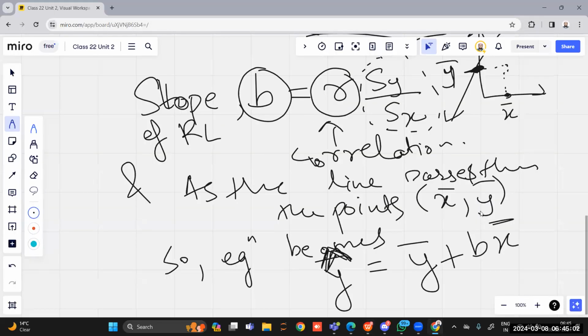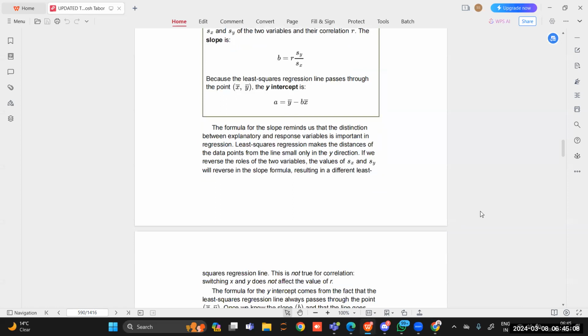This is the thing. Is it clear, Zaid? Yeah, it's very clear. Yes. Okay. So this is some important thing that we have to read.